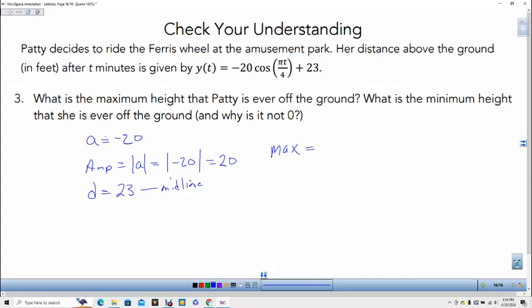So the maximum is going to be 23 plus 20. So it's going to be at 43 feet. The minimum is going to be the midline minus the amplitude. So that's going to be 3 feet. Now, why is this not 0? Well, the wheel should not touch the ground.